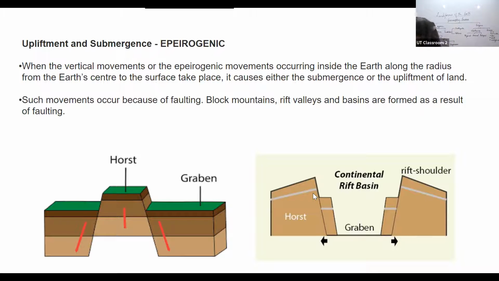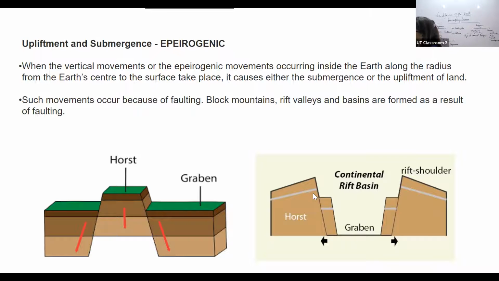Such movements occur because of faulting, the faulting of the plates. Block mountains, rift valleys, and basins are formed as a result. You can see this. This is a block mountain. So what has happened? One part has got uplifted, the other part has stayed down, that has got submerged. And this is horst and graben. The higher part is known as the horst, and the lower part is known as the graben. See here what has happened?